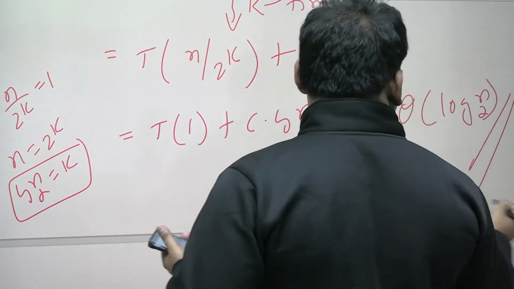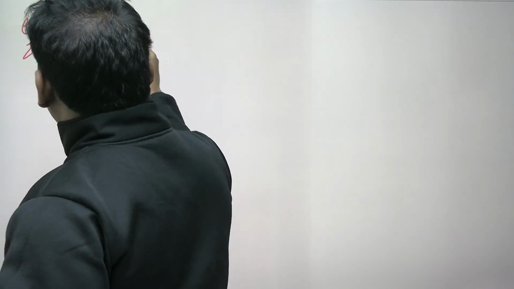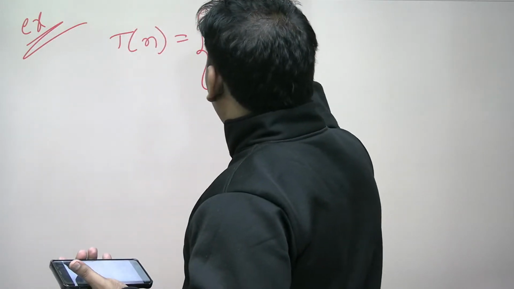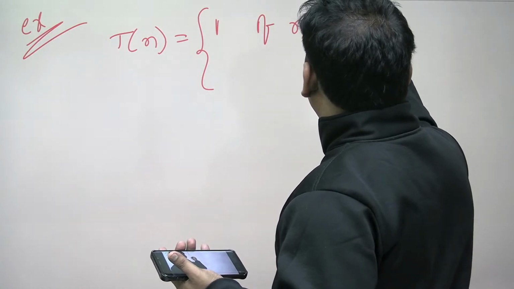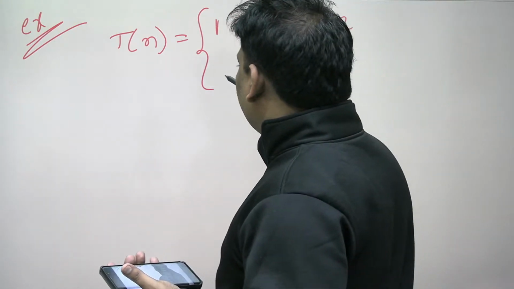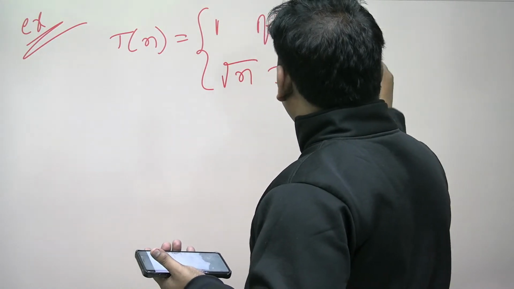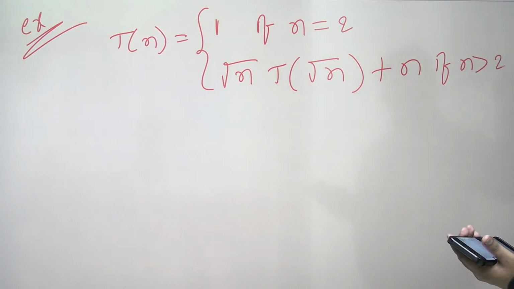Yeah, go to the next problem. Tn is equal to 1 if n is equal to 2. Otherwise, root n T root n plus n if n is greater than 2. Can you try this?